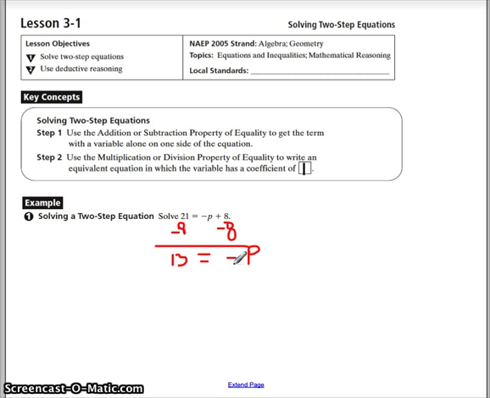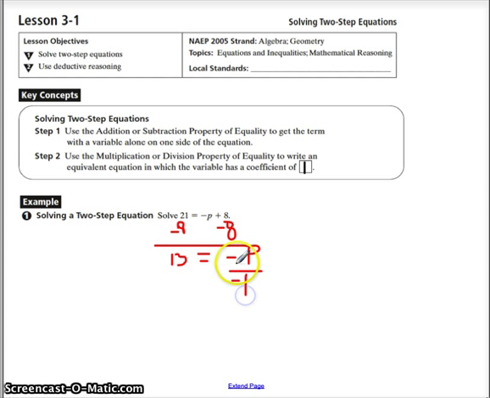Now we're not done, because we want to solve for the variable. What is p? Not negative p. So we can divide both sides by negative 1. Remember, this negative sign here is just like a negative 1 times p, if you want to think of it that way. Again, using the division property of equality, now we have a coefficient on the right side of just p, because negative 1 divided by negative 1 gives us a positive 1. And on the left, we have 13 divided by negative 1, which is negative 13 equals p.